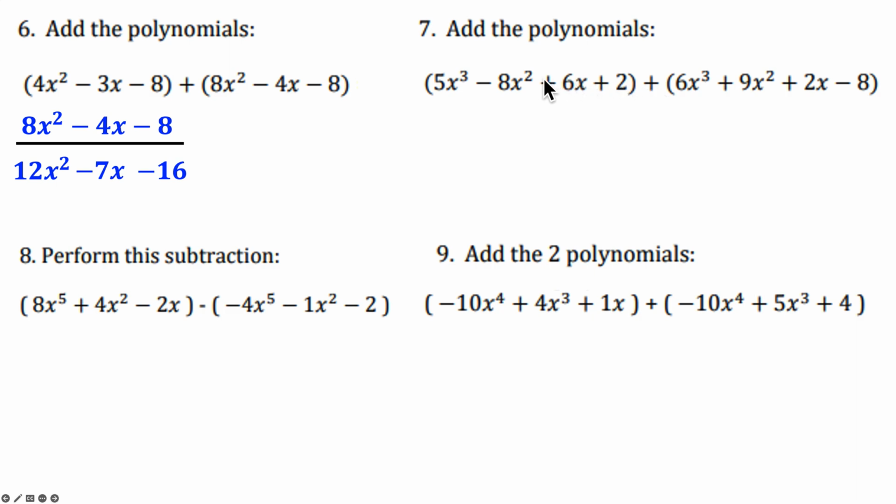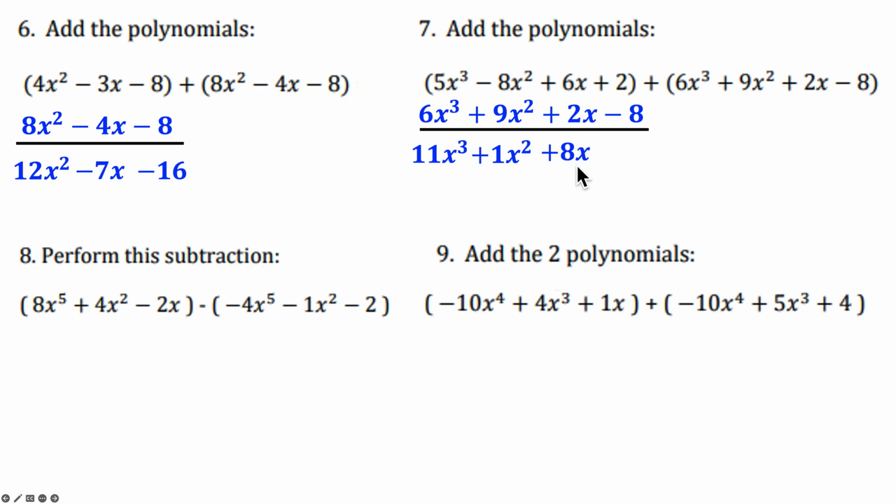Over here, it doesn't matter if they put in more terms. You just line them all up. It's a plus. Just move them and line them underneath. 5 plus 6, 11x cubed. Negative 8 plus 9, 1, x squared. And it's a plus 1. 6 plus 2 is a positive 8. Bring down the x. 2 minus 8 is negative 6.